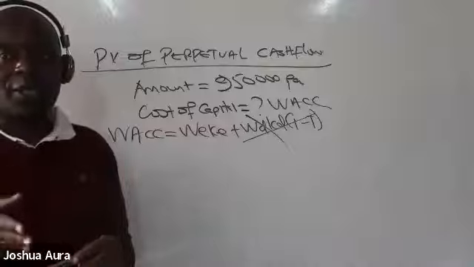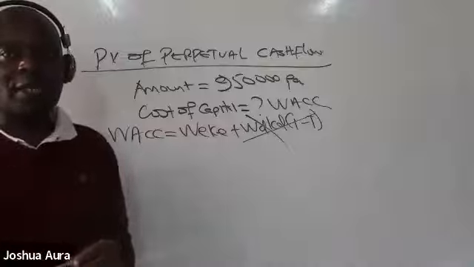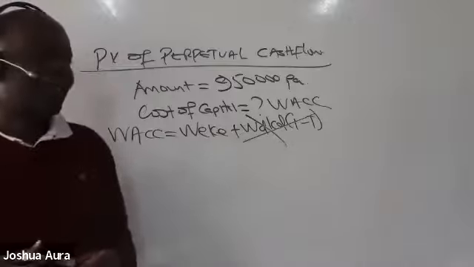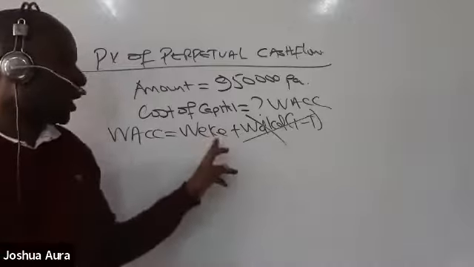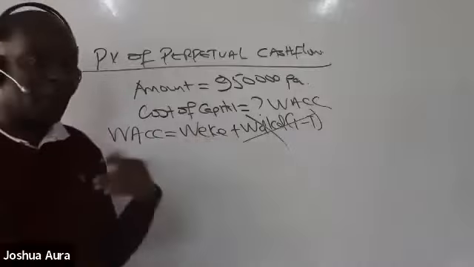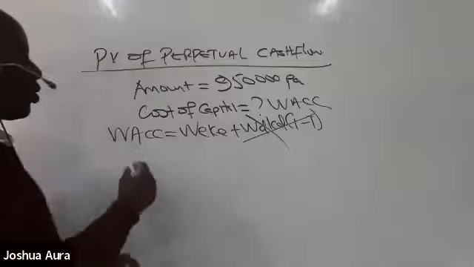Because Maji Mazuri is an all equity financed company, it doesn't have debt. So the only thing that I will calculate here is the cost of equity, because the weight of equity now is 100%, is 1. So then I only need cost of equity.